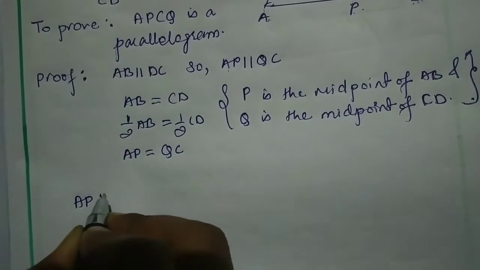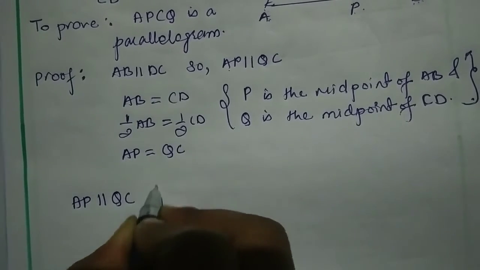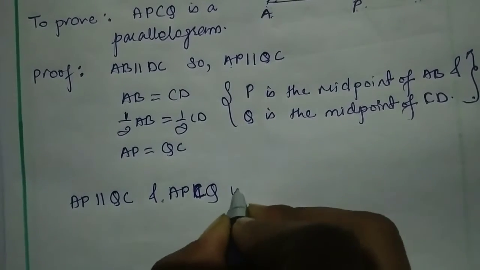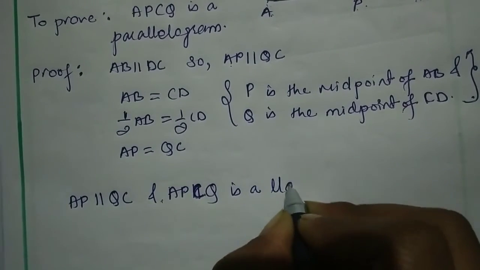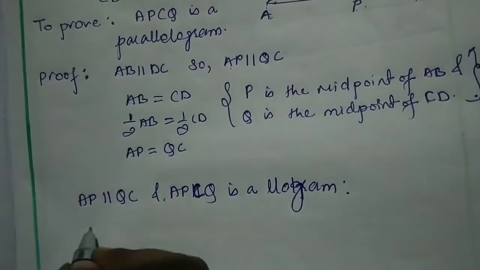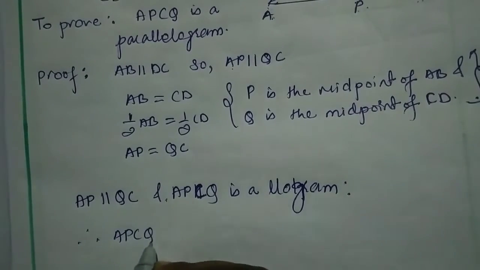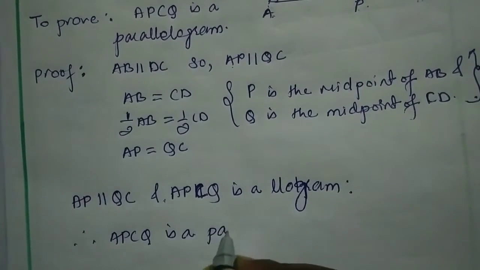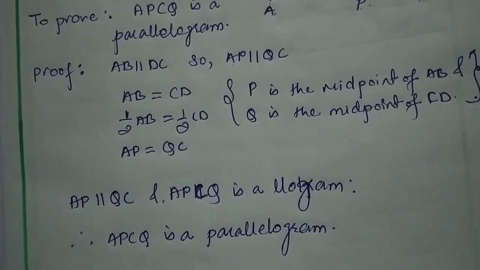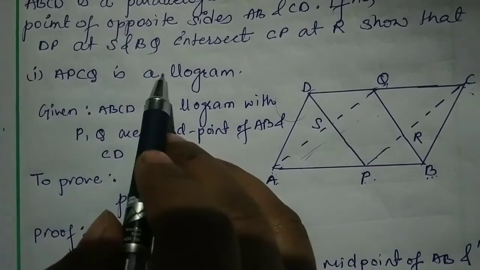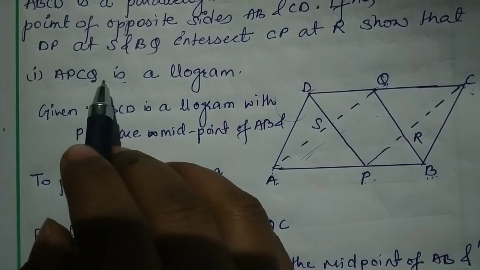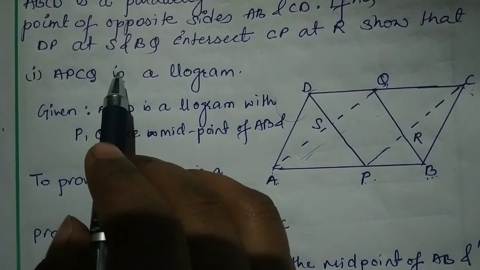AP parallel to QC and APCQ is a parallelogram. Fine. Therefore, APCQ is a parallelogram. Okay, this is our first step, our first question. Let's see the second part of the question.